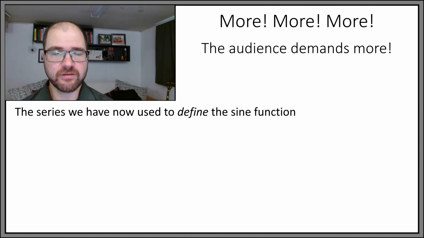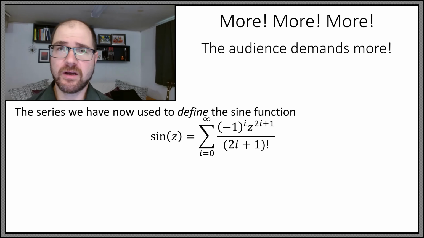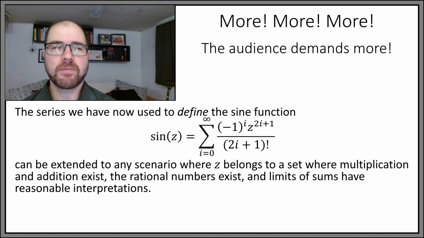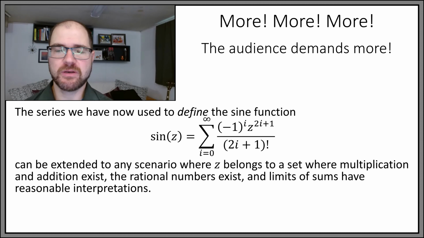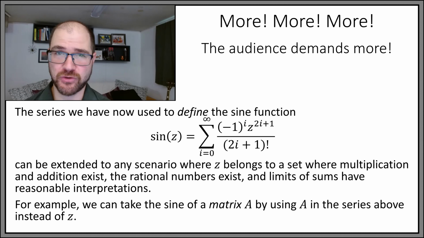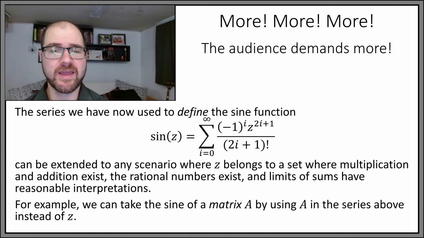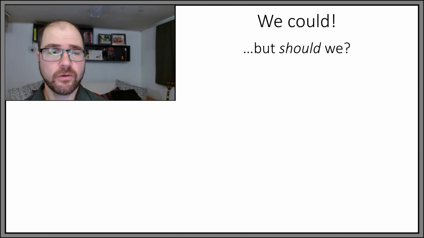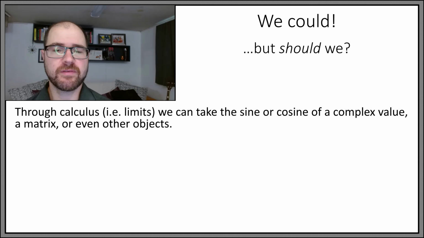The series defined the sine function of any complex argument z. But this can now be extended to any choice of z where multiplication, powers, and division by scalars makes sense. For example, you can take the sine of a matrix, capital A, by using A as the argument. Okay, so using calculus, we've established you can take the sine, cosine of complex values, matrices, or anything where that operation of raising to powers and multiplying by rational numbers and taking series can be defined.